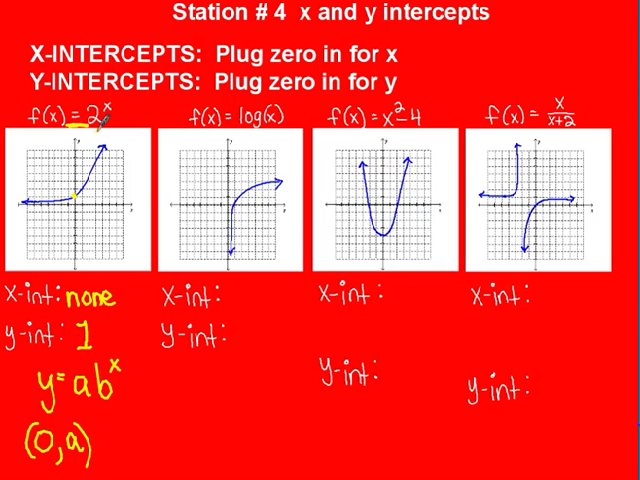The log of x, same idea. You've got some background knowledge. It's the inverse of the exponential function, so it also is going to cross right here at 1. And the y-intercept is where the asymptote lies, so it is not going to have a y-intercept.